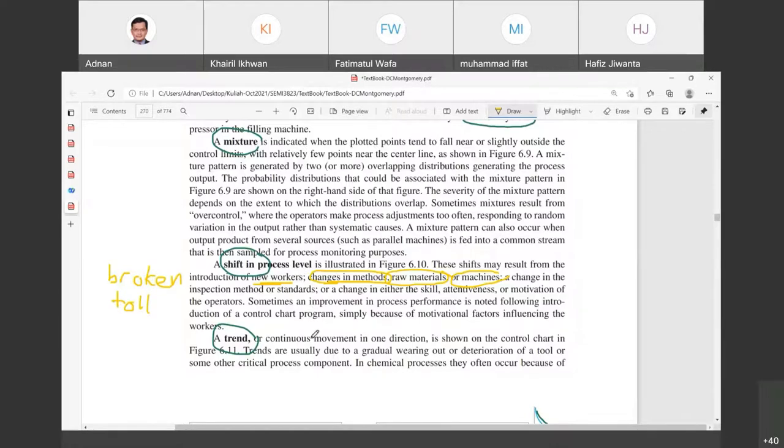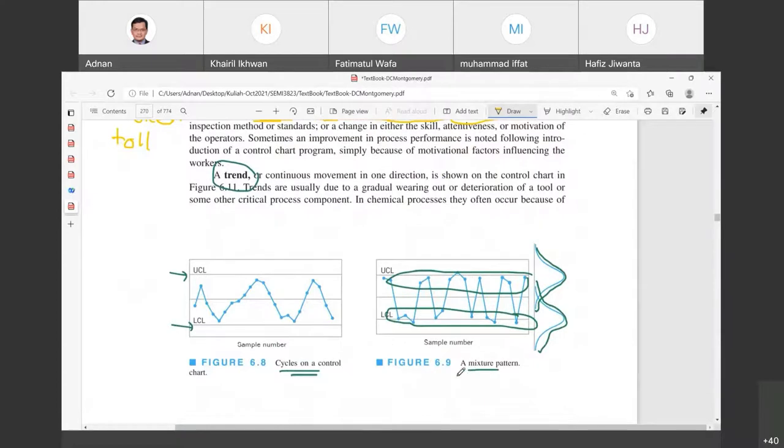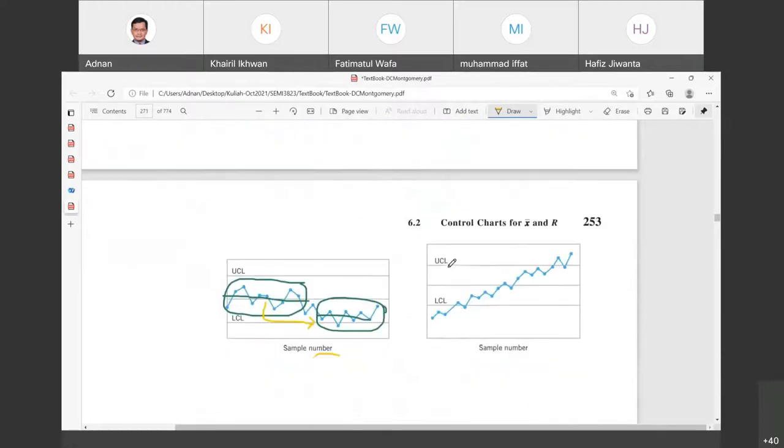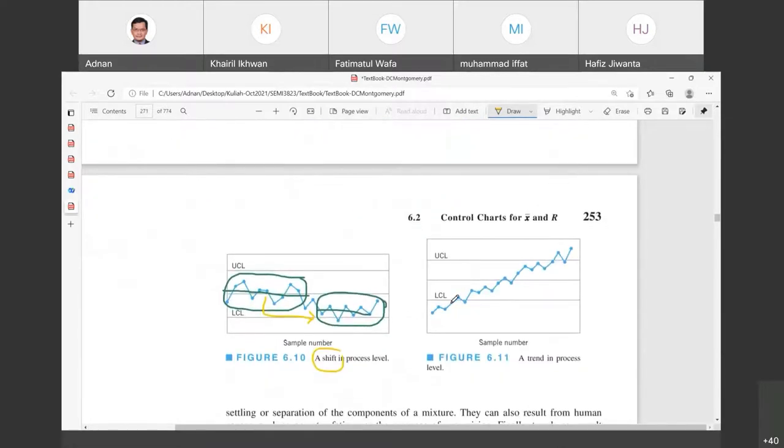Okay, what happened to the trend? The trend is easily described when there is gradual wearing out. Deterioration. The tooling deteriorates. So slowly deteriorates, the wear happens, making the diameter that we produce getting bigger and bigger and bigger. So a trend like this. Sometimes the trend also can go down. The trend is moving down.